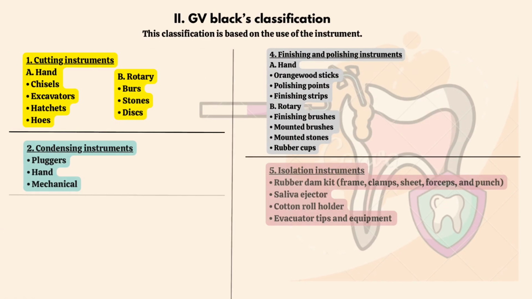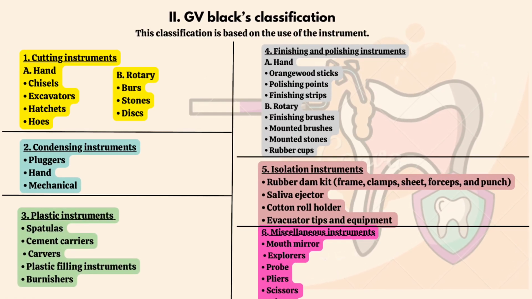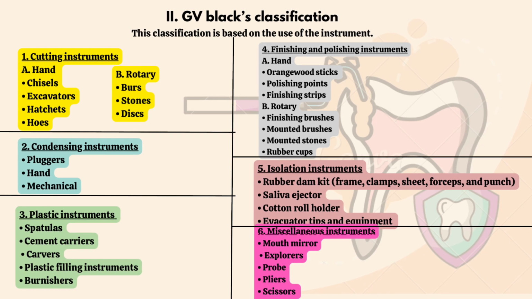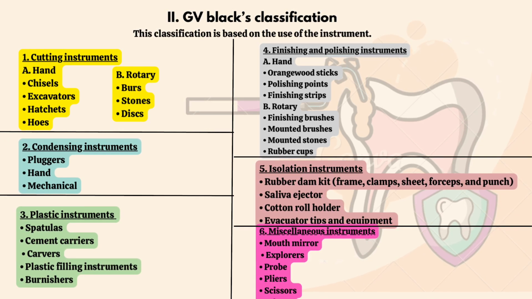G.V. Black's classification. This classification is based on the use of the instrument. 1. Cutting instruments. A. Hand: chisels, excavators, hatchets, hoes. B. Rotary: burrs, stones, discs. 2. Condensing instruments: pluggers, hand, mechanical. 3. Plastic instruments: spatulas, cement carriers, carvers, plastic filling instruments, burnishers. 4. Finishing and polishing instruments.